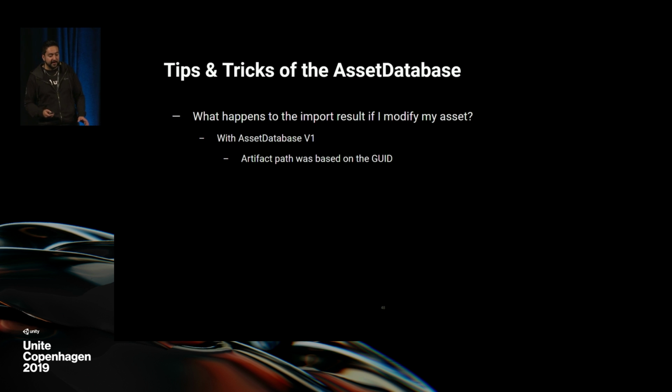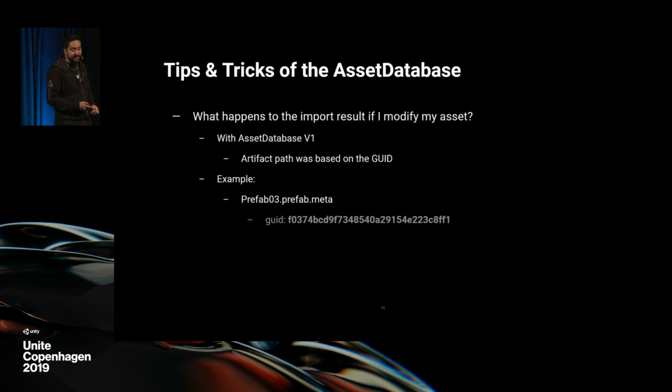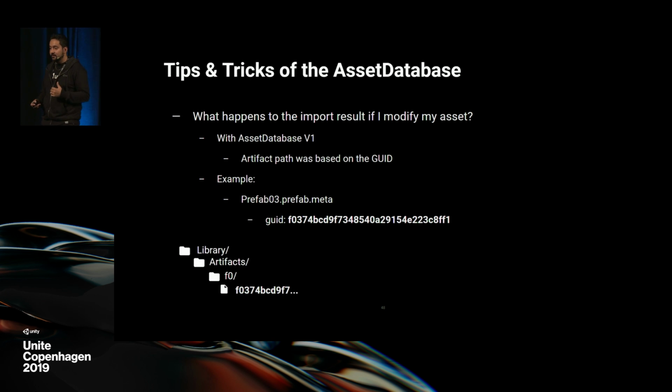The artifact path is based on the GUID of your asset. For example, we can look at our prefab3 example. We can open up the meta file, and we can see at the top there's a GUID. If you look at the library folder, you can map that to a particular file. So now you know that your asset is there, and this is because it's GUID-based. That's why we couldn't have fast platform switch before, because if you switched, we would be overwriting this asset, whereas now we use something else.